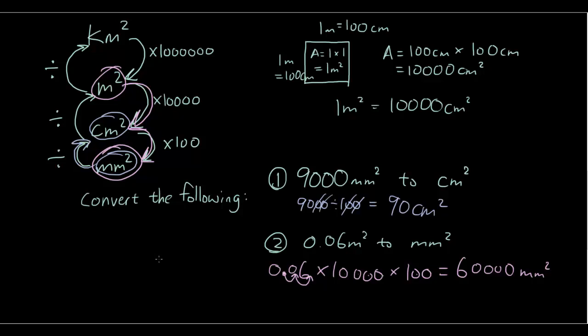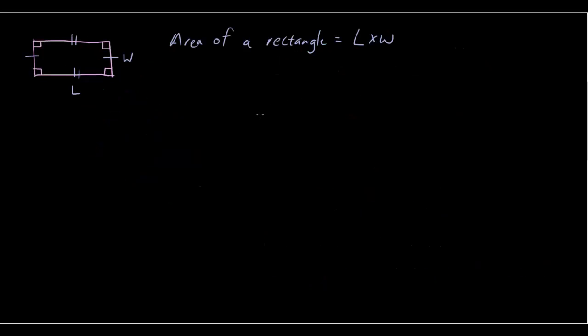Okay, now we're going to go down to doing some area calculations with different shapes. So the first one, area of a rectangle is length times width, and the reasoning for that is similar to area of a square. Basically just one side times the other side. So let's say our length is 10 centimeters and our width is 6 centimeters. So the area will be 10 times 6, which is 60 centimeters squared.